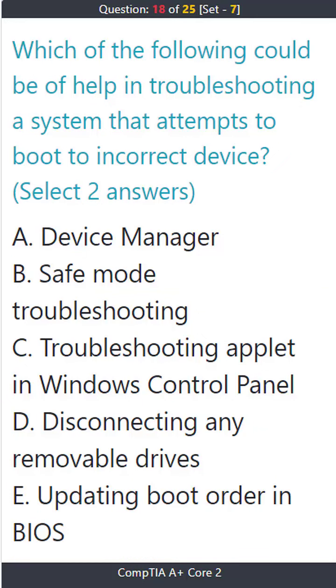Question 18. Which of the following could be of help in troubleshooting a system that attempts to boot to incorrect device? Select two answers. A. Device Manager. B. Safe Mode Troubleshooting. C. Troubleshooting Applet in Windows Control Panel. D. Disconnecting any removable drives. E. Updating boot order in BIOS.